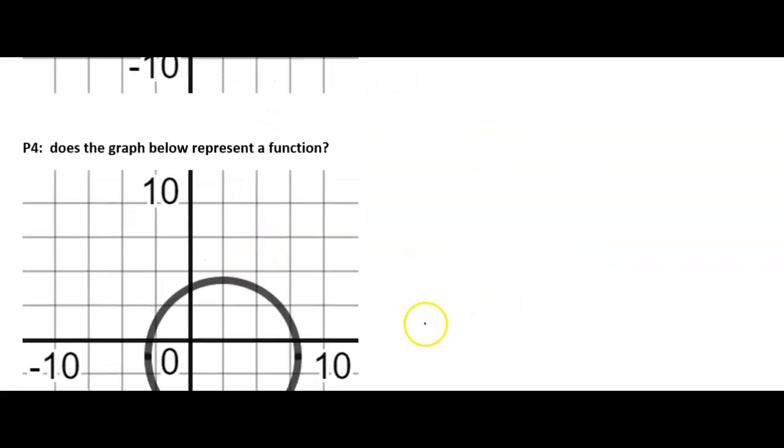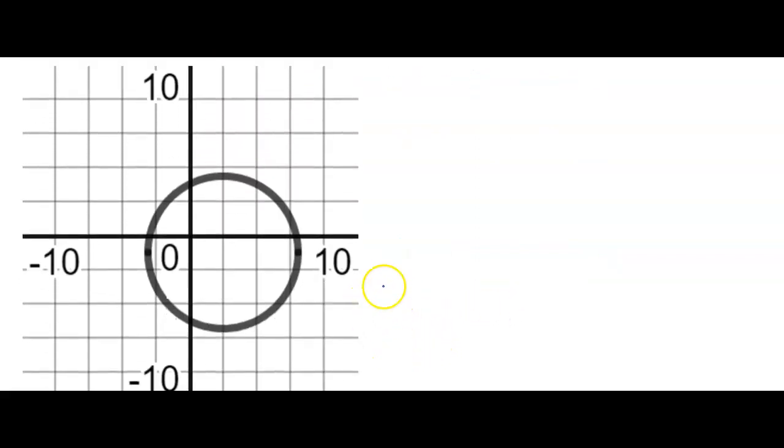We go down to problem 4. We have a circle. Now the equation of a circle is something like x minus the x coordinate of the center point squared plus y minus the y coordinate of the center point squared, and that's equal to the radius squared. You may have seen that somewhere. I could find the equation of the circle, but you're going to notice the x part is squared and the y part is squared.